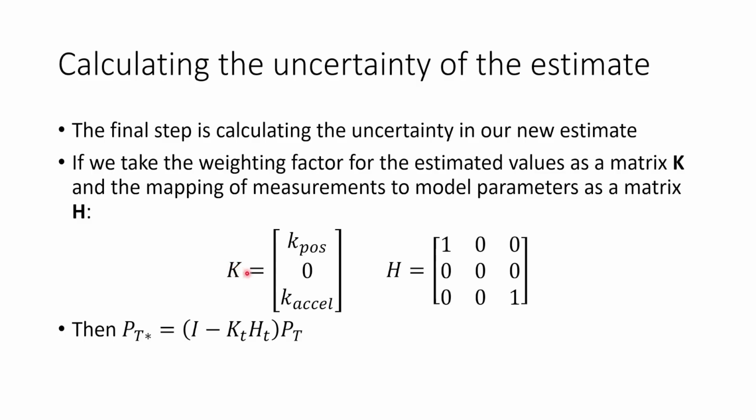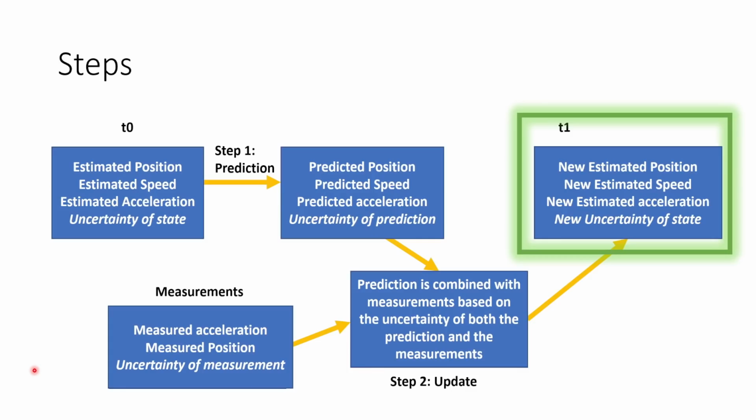If we have this matrix K and matrix H, then we can create this updated estimate of uncertainty, Pt star, from our estimate of our prediction for the current time step Pt, and we just do the identity matrix minus KH. The matrix maths isn't really that important here. What's important is that what we're left with is a new estimate for our position, a new estimate for speed, a new estimate for acceleration, and an estimate of the uncertainty of that state.